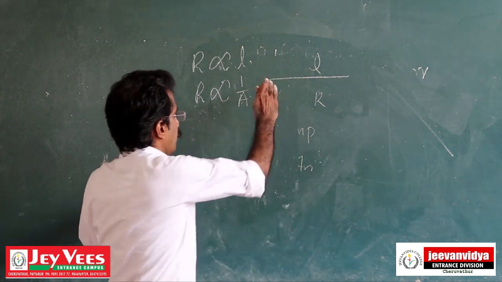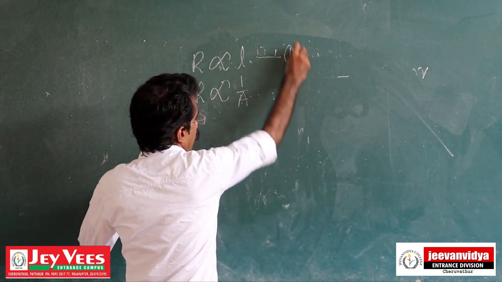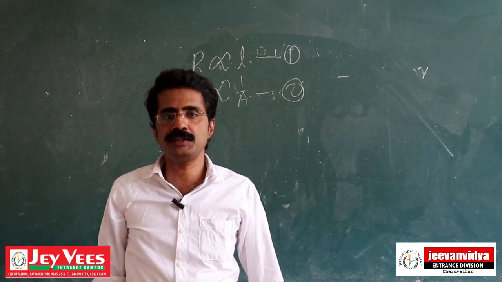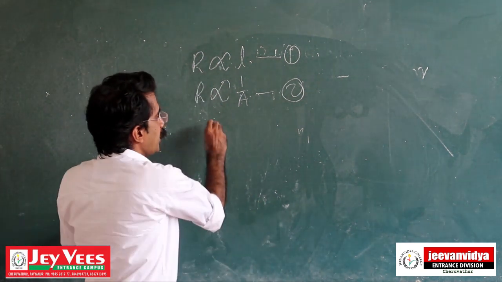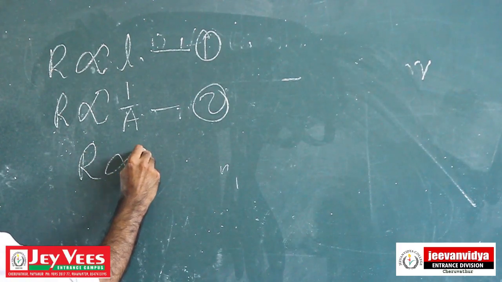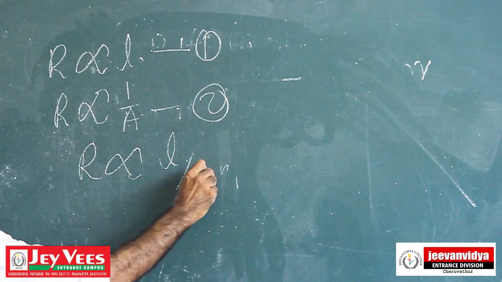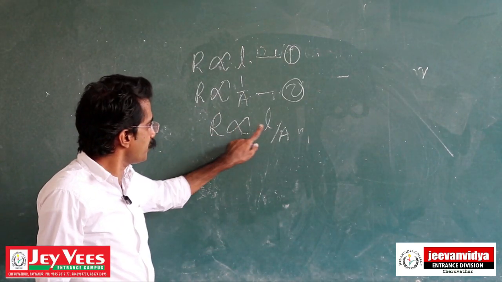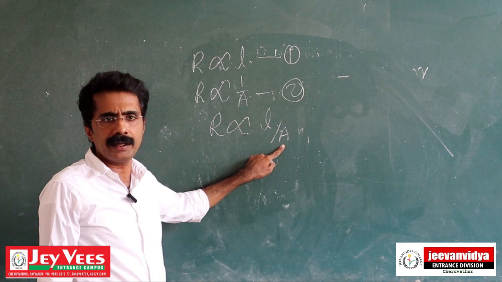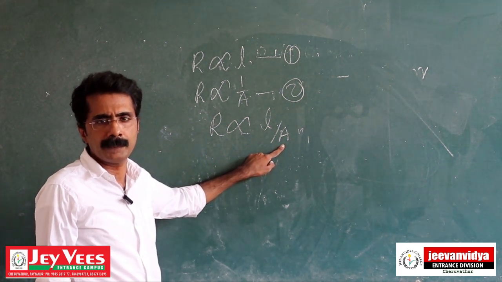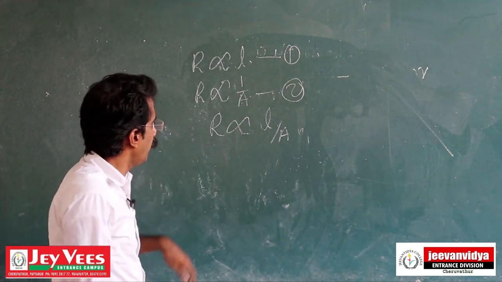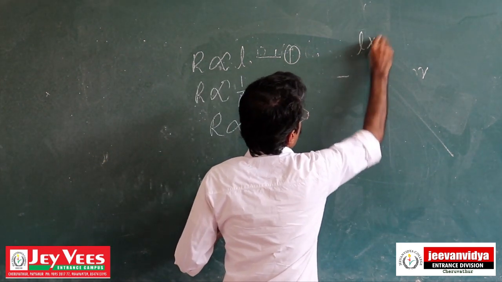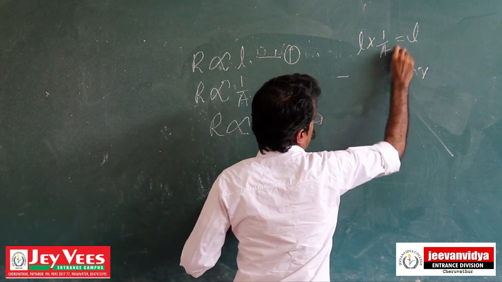So we can write these as two equations, equation number 1 and 2. From 1 and 2 we get the resistance is directly proportional to L/A. Okay. Then L/A means L into 1/A is equal to L/A.